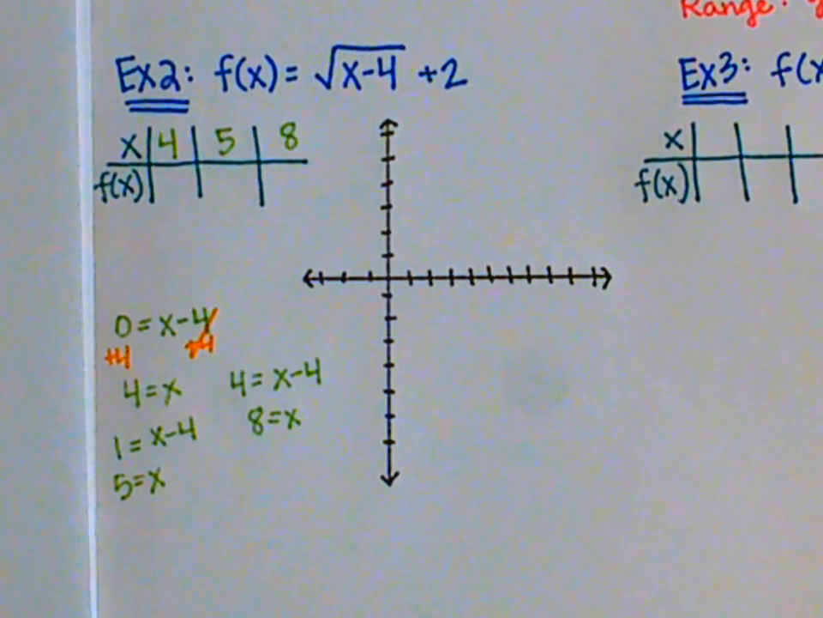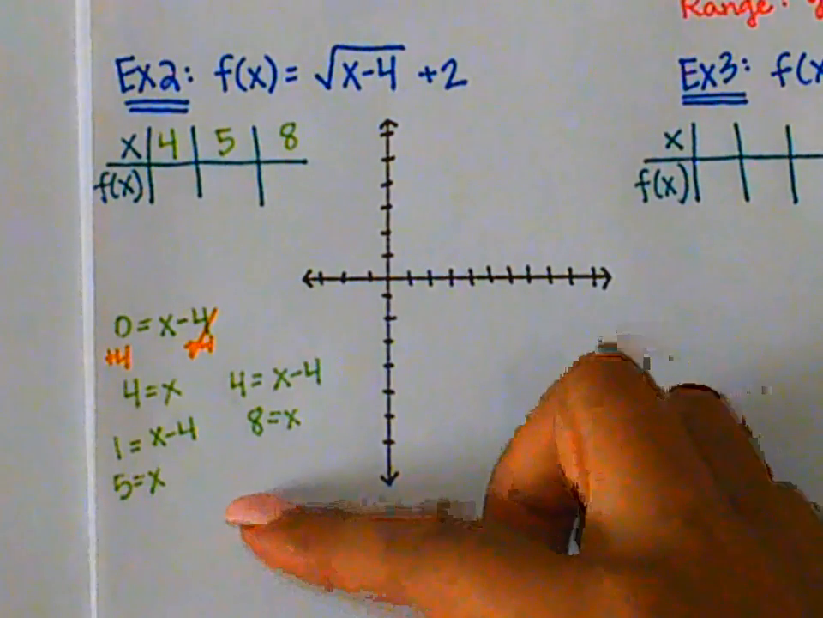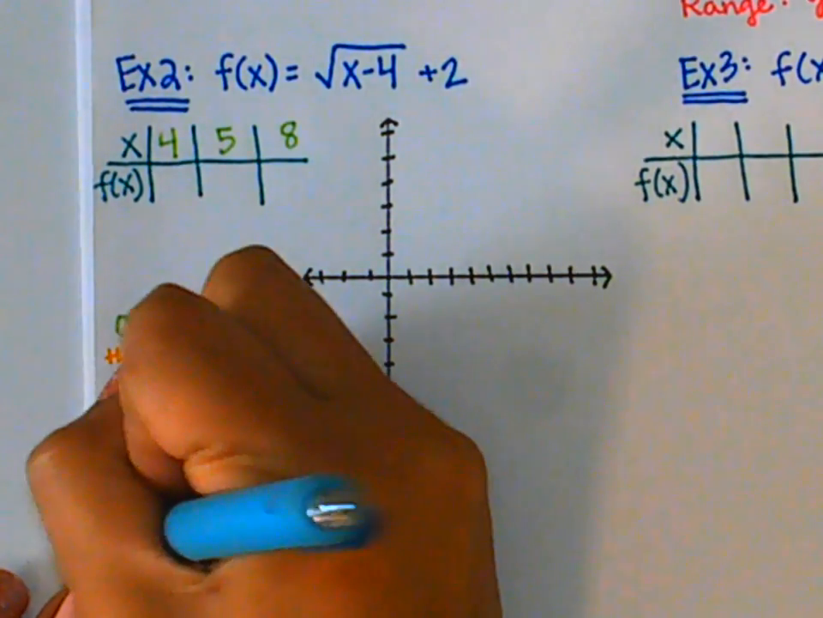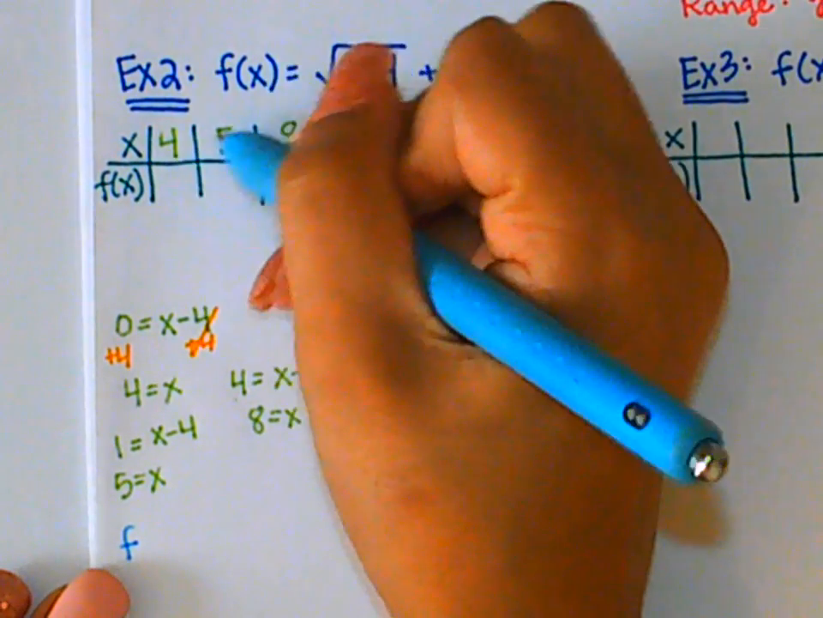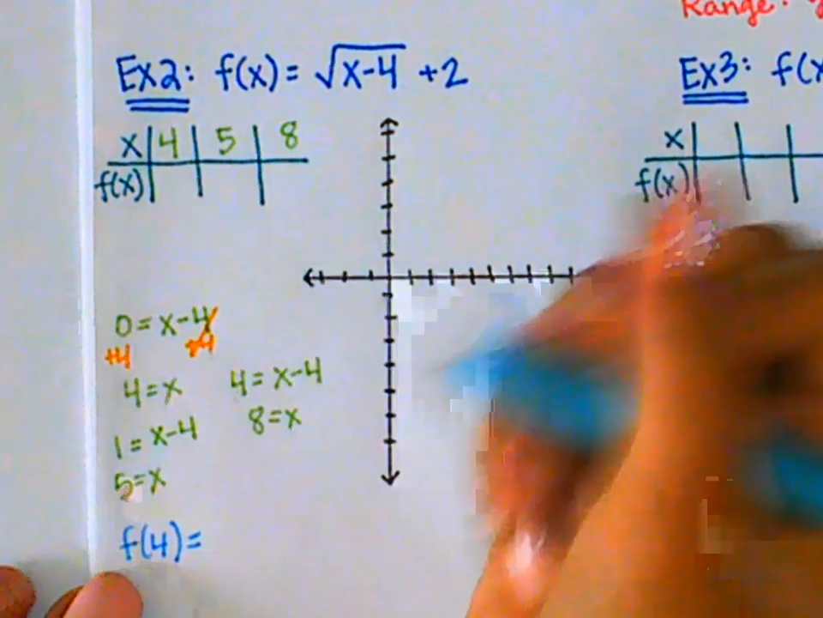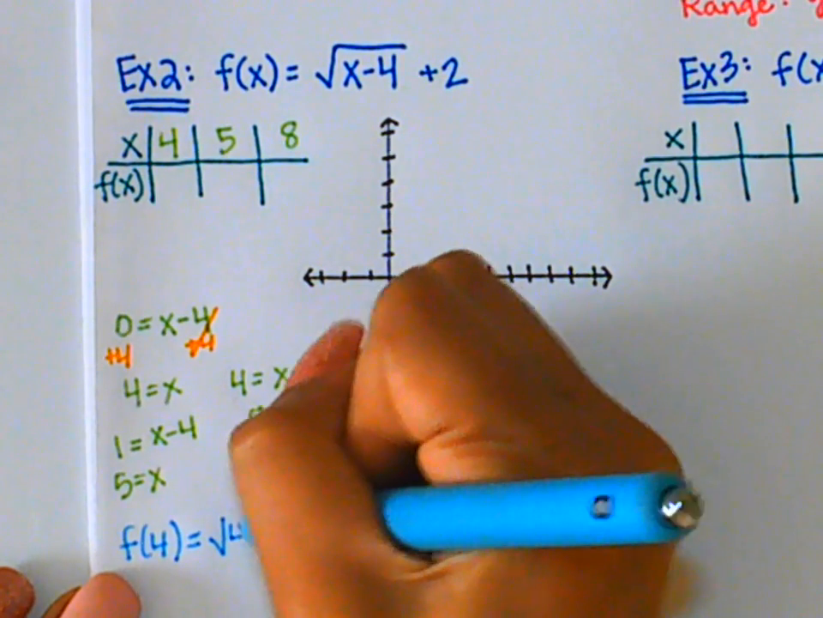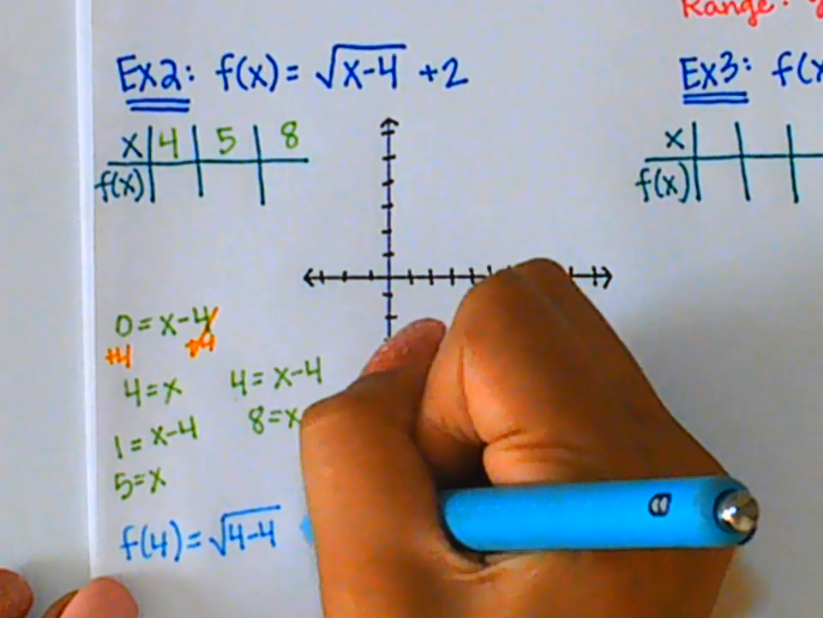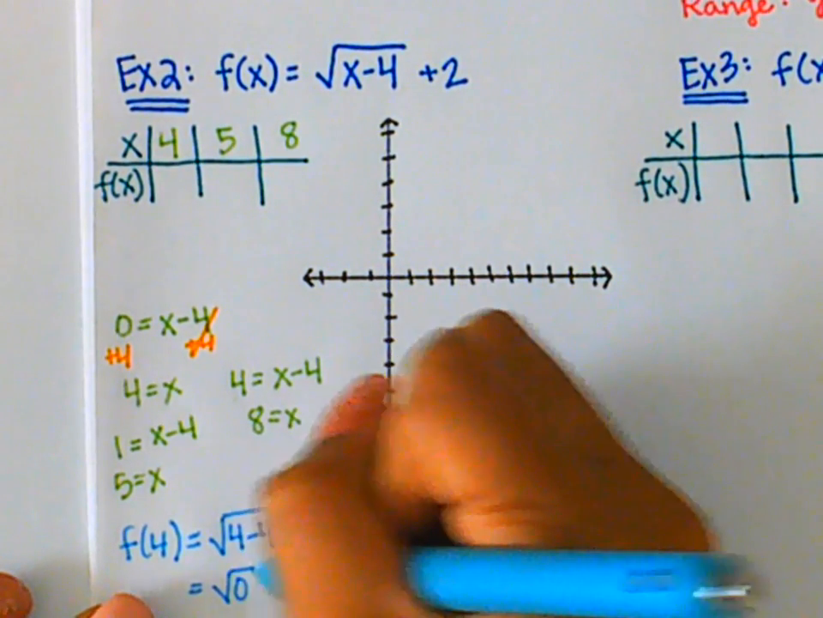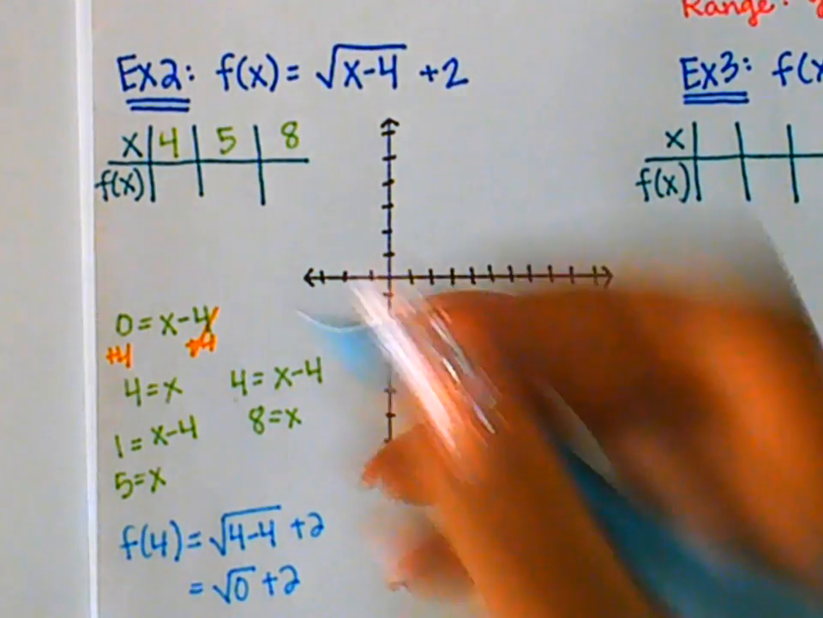I am going to show my work down here, and just enough. I'm not going to go too deep into my work. So instead of the x, I'm going to replace it with that 4. So f of 4 is, instead of x, 4 minus 4 plus 2. So 4 minus 4 is 0 plus 2. Well, the square root of 0 is 0. 0 plus 2 is 2.